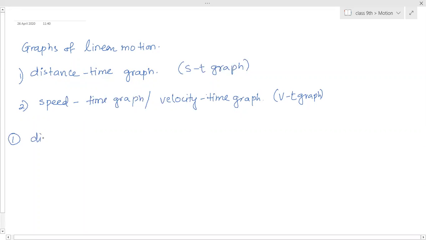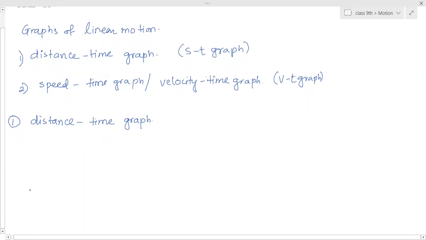Ma'am, like a speed time graph or velocity time graph, is there any displacement time graph? Yes, a displacement time graph is also there, but you are not supposed to learn it this year. Okay, ma'am. The distance time graph and the displacement time graph are also there.